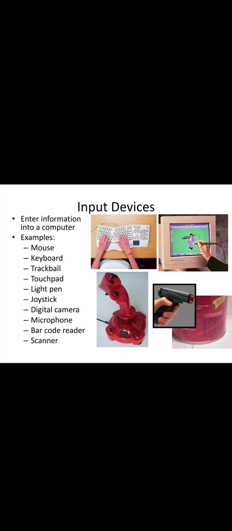This input unit is used by a person to communicate with a computer. As you can see in this picture, there is a person and there is the CPU. So the person is giving commands to the computer using the input. What are the various input devices? We have the mouse, keyboard, trackball, touchpad, light pen, joystick, digital camera, microphone, barcode reader, scanner, etc. All these input devices will enter information into a computer.